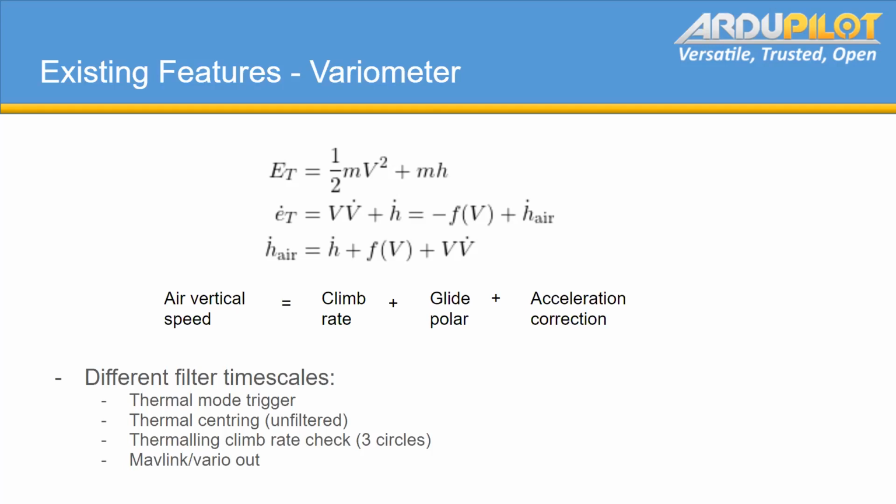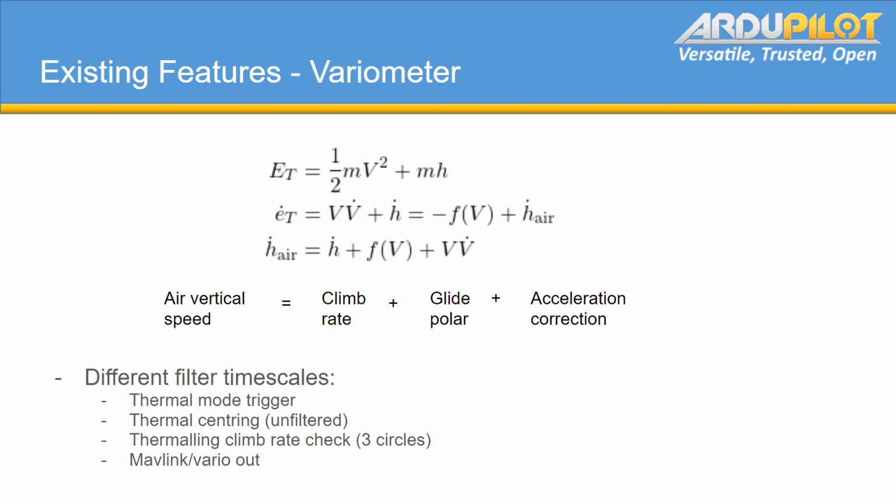And the second correction is an acceleration correction. And this arises because if you imagine doing a steep pull-up in still air, that would result in a climb rate. However, you'd also be decelerating. So we can add that in as a correction to improve the estimate.